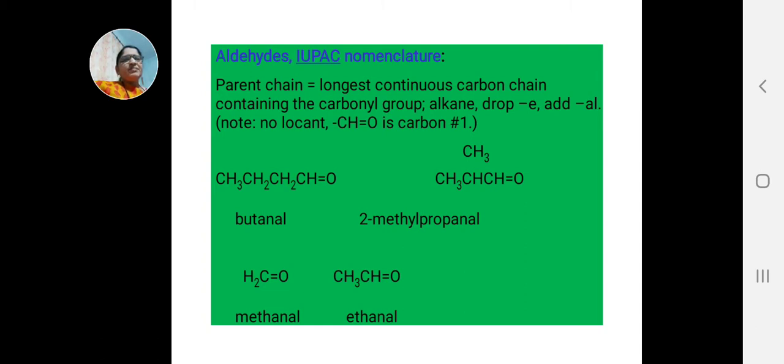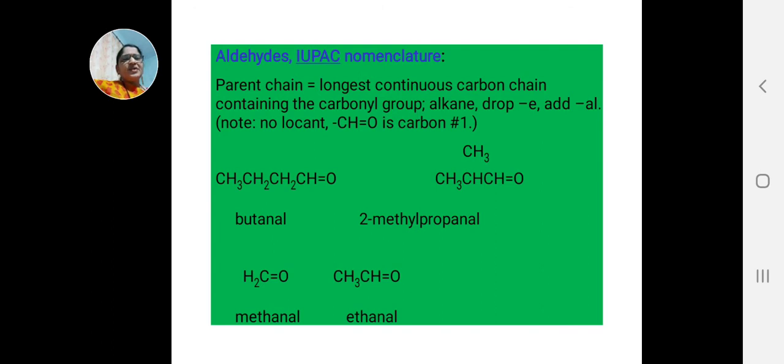Then the second example, 2-methylpropanal. That means in the straight chain there are 3 carbon atoms. Hence it is a derivative of propane. Then by replacing the e of the corresponding propane with al, it becomes propanal. But on the second carbon atom one methyl group is attached. Hence the name of this compound is 2-methylpropanal.